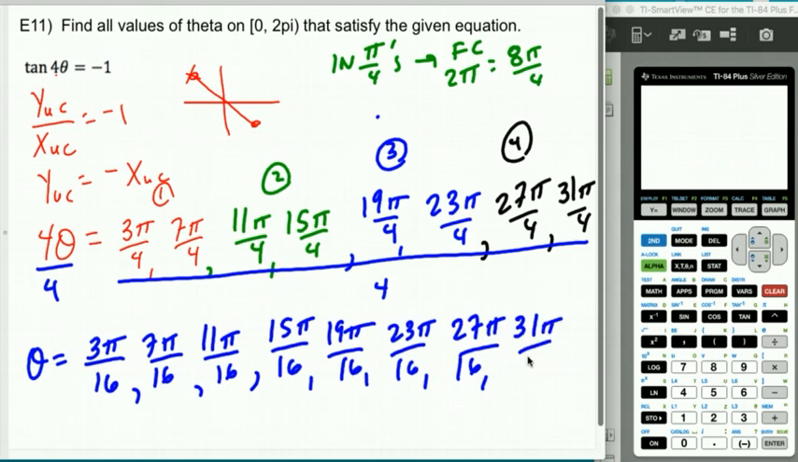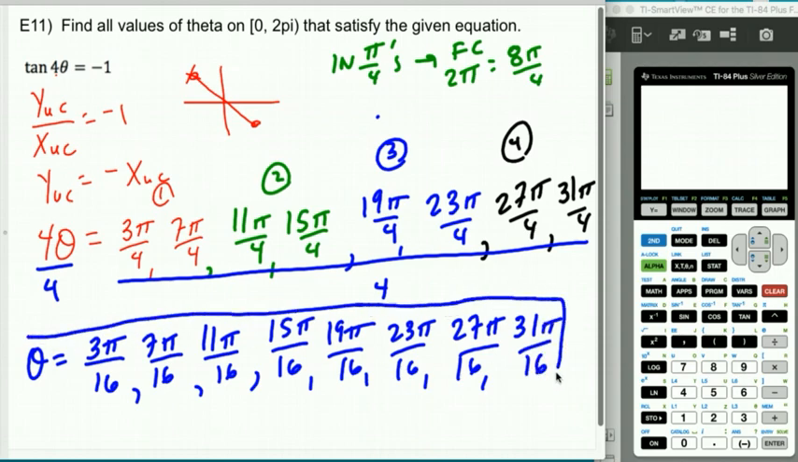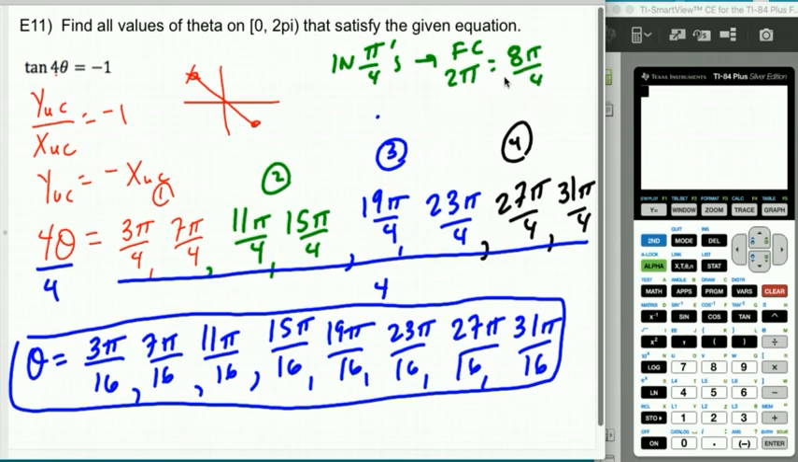Now let's say that you were skeptical and you're like, Hogan, how do you know that I'm supposed to go exactly 4 times around this circle? Well, if you didn't believe me, try going one more time around this circle. And remember, a full circle is 8 pi over 4, but in 16ths, it would be 32 pi over 16, right?